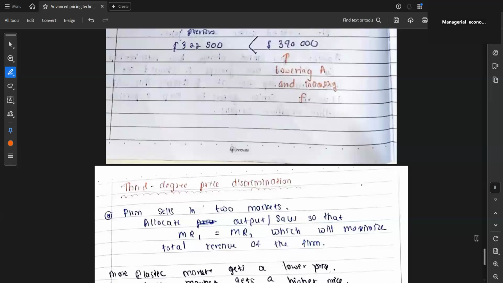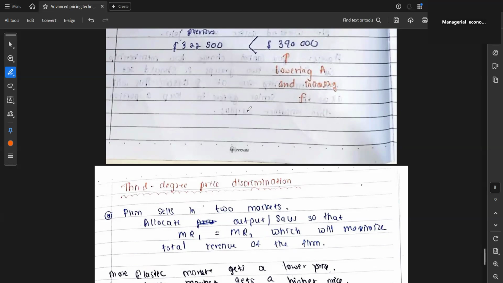Then before we go to third degree price discrimination, we will go for block pricing. Block pricing is a situation where the quantities are divided into blocks, and each of these blocks is charged a different price. For example, we have scenarios like buy two, get one free, buy five, get one free, and then there are quantity discounts. Those are block pricing strategies.